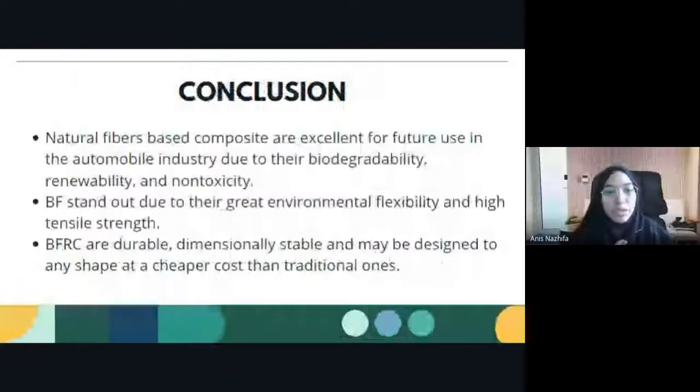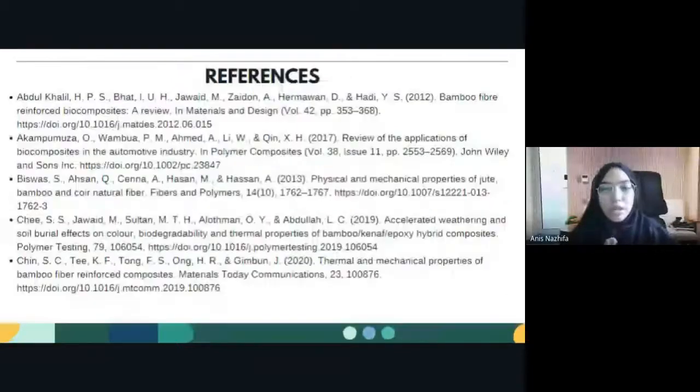In conclusion, natural fiber-based composites are excellent for future use in the automobile industry due to their biodegradability, renewability, and non-toxicity. Bamboo fiber stands out due to its great environmental flexibility and strong tensile strength. And bamboo fiber reinforced composites are durable, dimensionally stable, and may be designed to any shape at a cheaper cost than traditional ones. That is all for my presentation. This is the reference I used, and that is all.